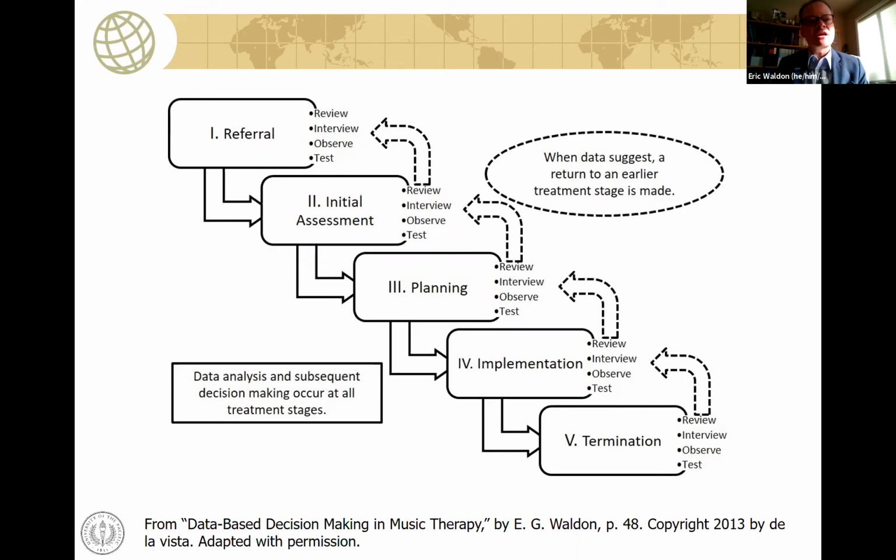So in the referral stage, this is where we are first collecting the information about a client for whom a specific need or set of needs have been identified.